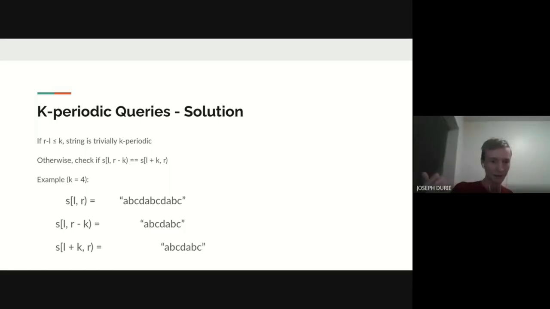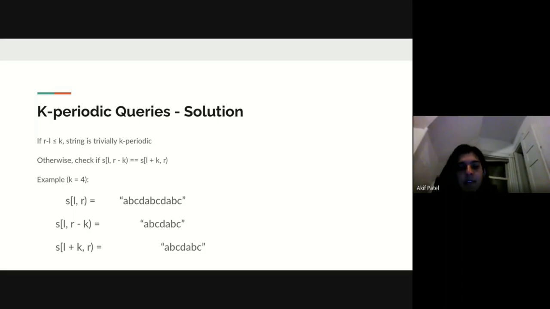Because the idea is, like Akif said, by doing this one check, you're comparing everything with the thing K in front of it at the same time. Pretty much. So this is obviously O(1), because it's just one hash comparison: one hash of this, one hash of this, and one hash of this, and just compare them. So it's all one.